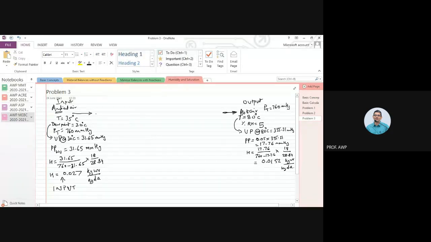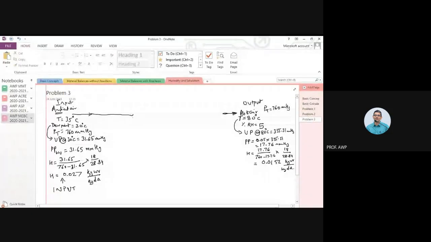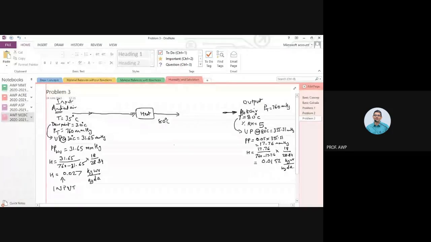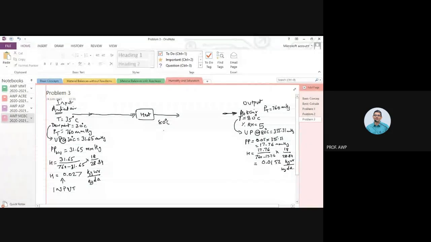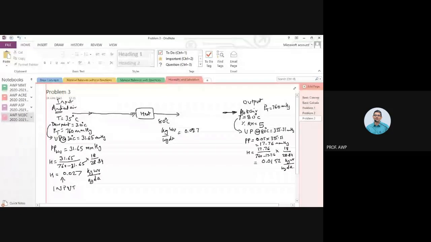So you are right. If I just take this air and heat it to 80 degrees centigrade, then obviously the kgs of water vapor per kg of dry air will be 0.027. But that's not what we want. We want 0.0152. That means I have to take out water vapor from the air, isn't it?